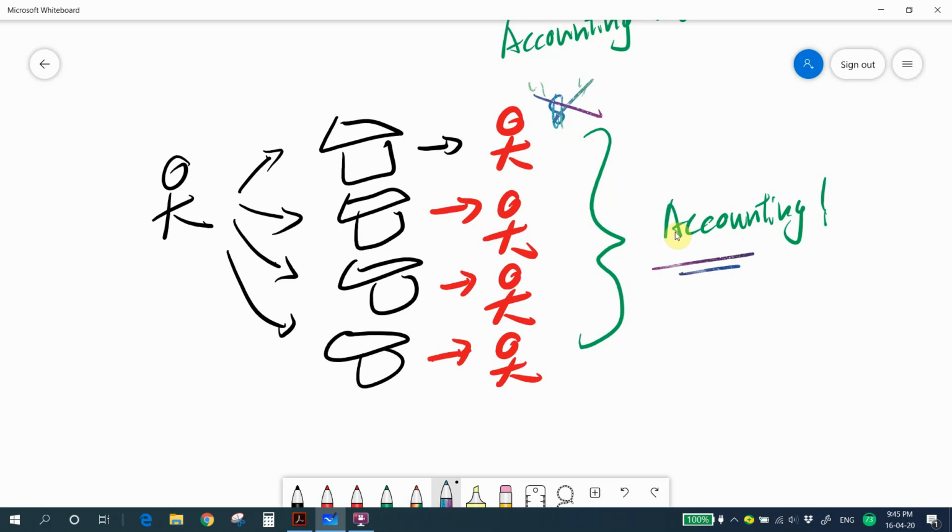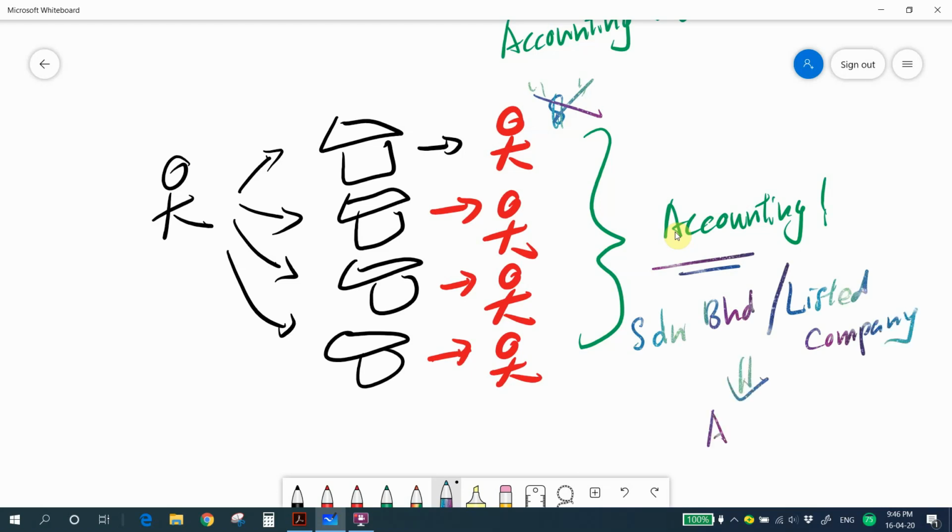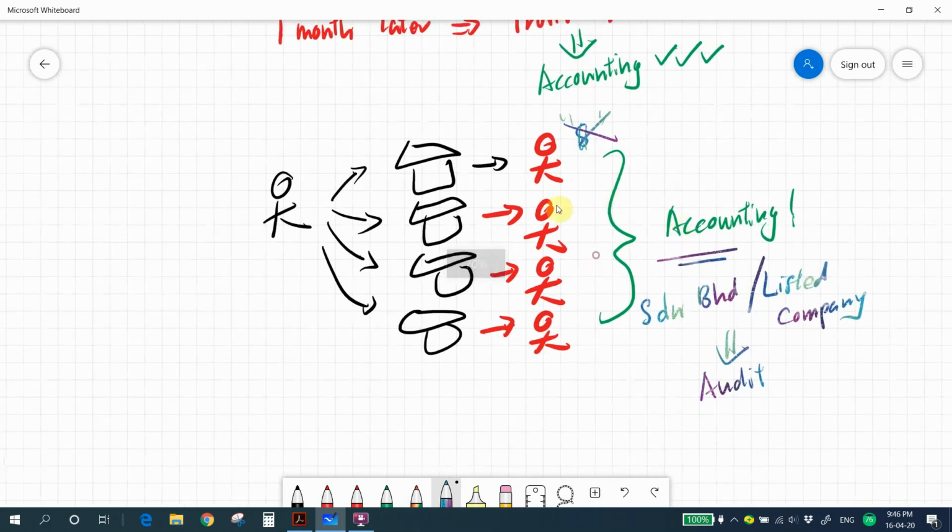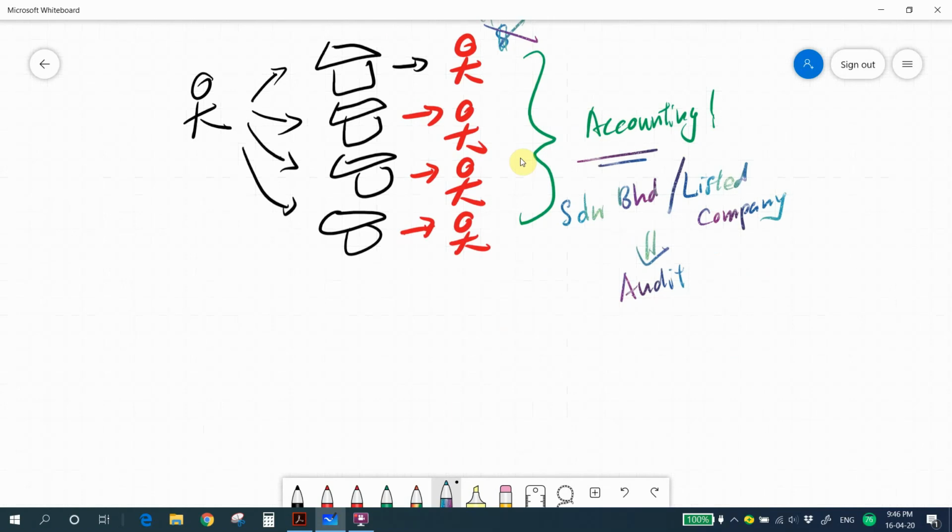And for some entities, for example in Malaysia, Sendirian Berhad, which we call a private limited company in English, and listed companies, the financial statement is required to be audited. What is the meaning of audit? Audit means an auditor, a professional person, will help to examine the accounting information to ensure that the financial statement is free from material misstatement. It means that the accounts are appropriate.